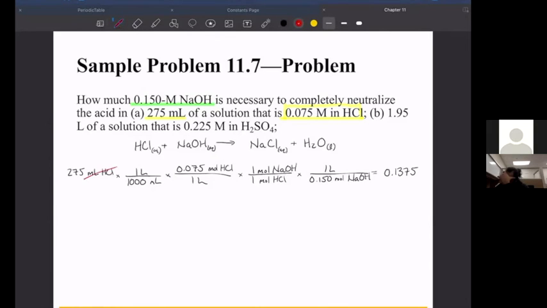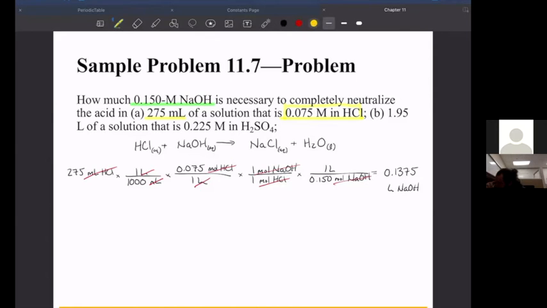Going to go back and pay attention to units. Milliliters will cancel out with milliliters. Liters will cancel out with liters. Moles of HCl will cancel. Moles of NaOH will cancel. And so I'm left with liters of NaOH. I could convert it to milliliters if I want, but I didn't. So pay attention to your units, make sure everything's canceling. That'll tell you what your units at the end will be. It didn't specify whether it wanted milliliters or liters, so I'm just going to leave it in liters.